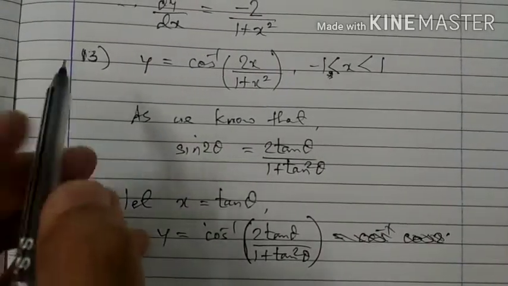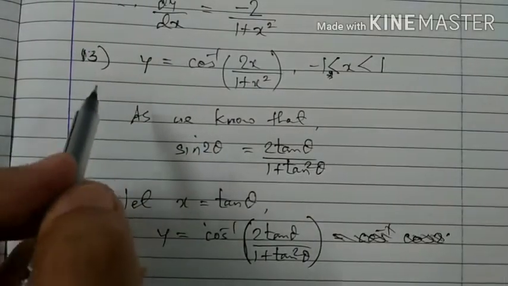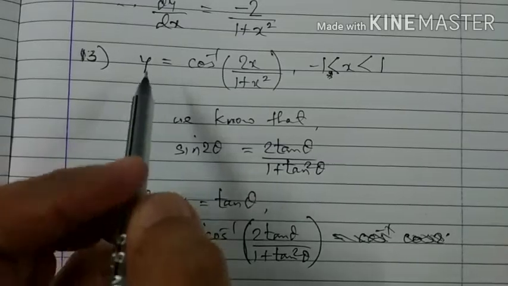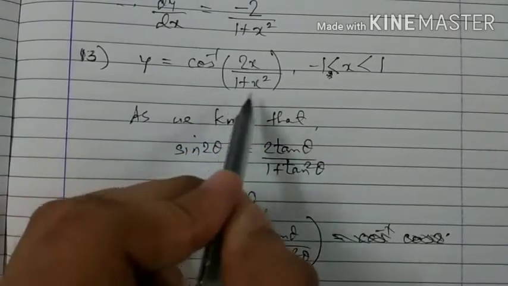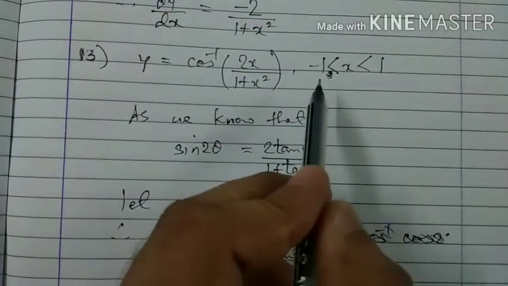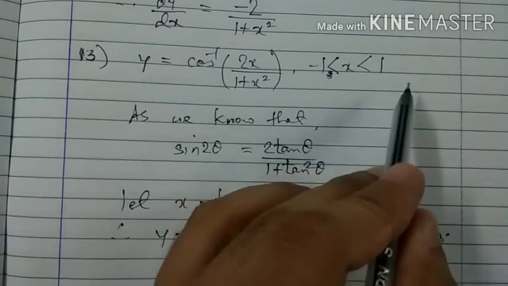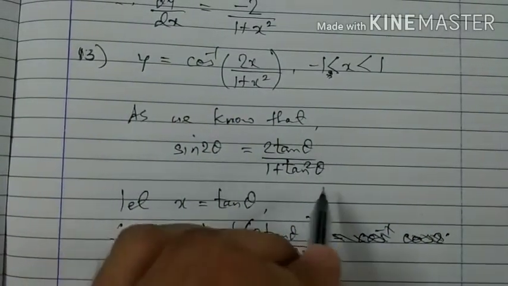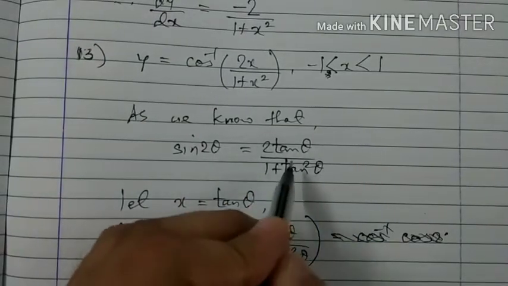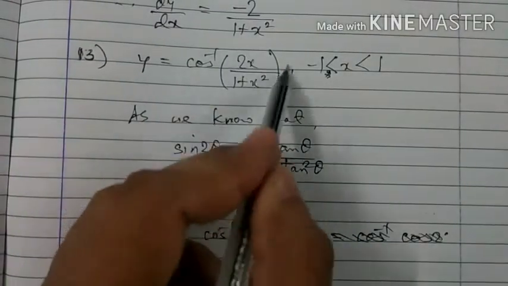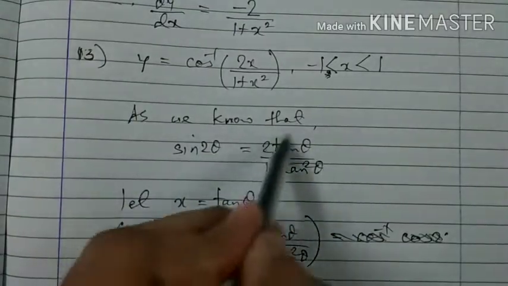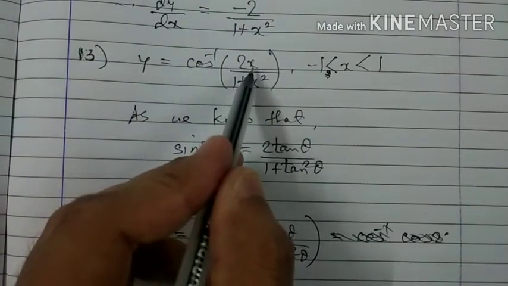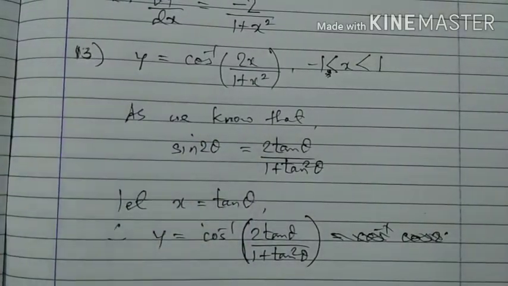So dear friends, now we'll solve question 13 of exercise 5.3. In this, the given function is y equal to cos inverse of 2x upon 1 plus x square, and the given range is minus 1 less than x less than 1. Now as we know that sin 2 theta equal to 2 tan theta upon 1 plus tan square theta. This is the formula which can be applied here because this term matches with this term. We just have to replace x equal to tan theta.